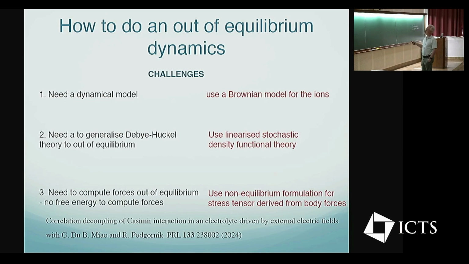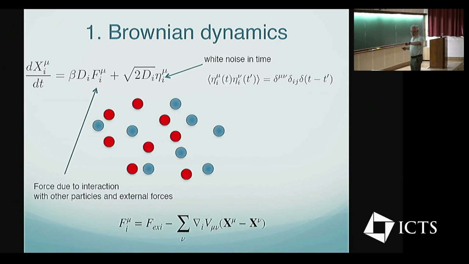So this is where we do this. We're going to use a Brownian model for the ions, we're going to use linearized stochastic density functional theory, and use a non-equilibrium formulation for the stress tensor, because it's not trivial to derive the force out of equilibrium. So there are three major technical points. So this is the Brownian dynamics. We just take Brownian particles. So basically, we have a Langevin equation. The force acting on each particle is just an external force plus the interaction due to the other particles.